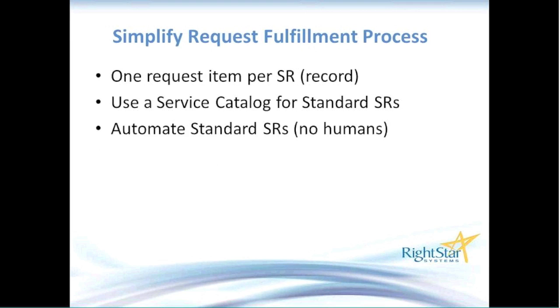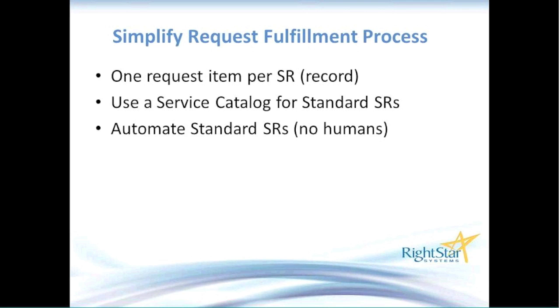Let's move on to request fulfillment, also known as service request. Some of the things that you can do to simplify that process, and this is a big one, is one request item per service request. A lot of people design forms where somebody can come in and say, well, I need a PC, and I need a new cell phone, and I need access to this system, and they can check the box, so to speak, on 15 different items.